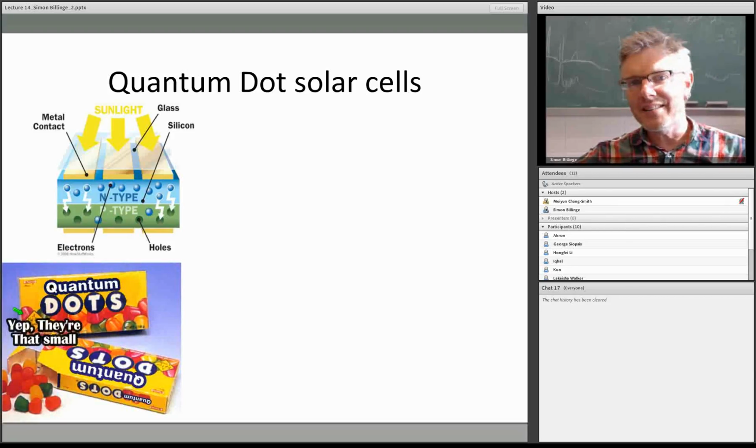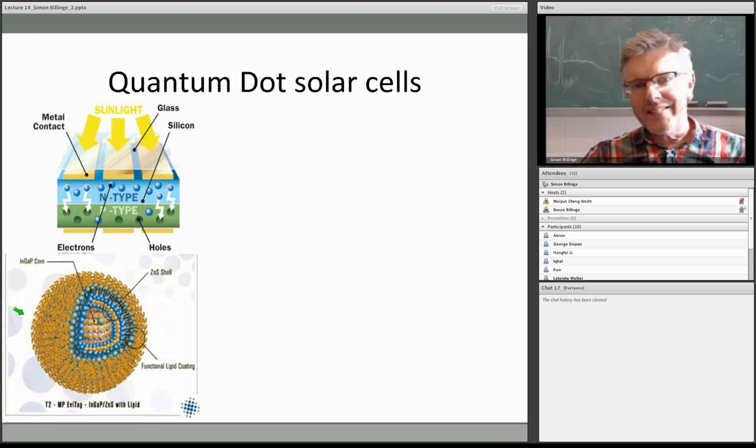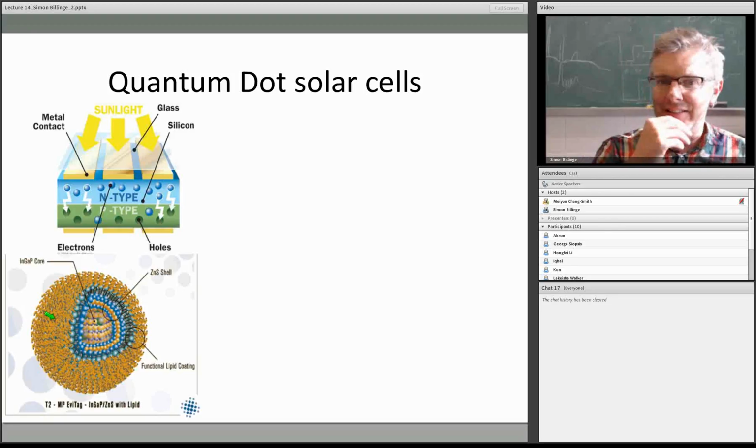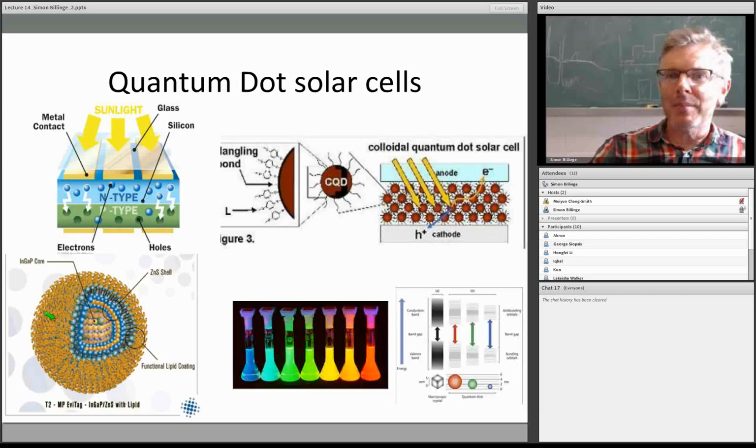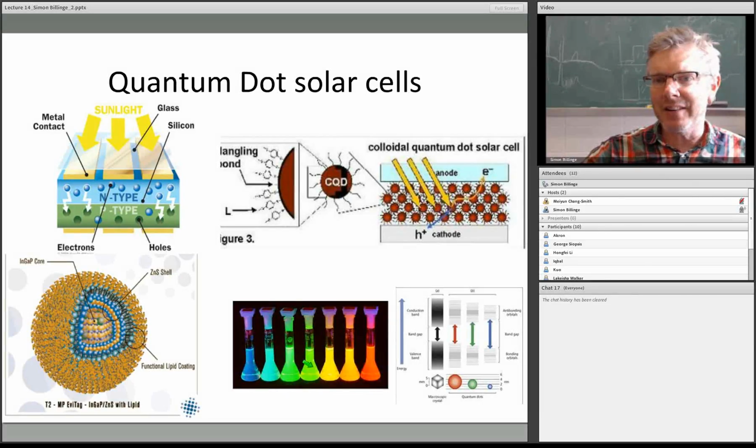Yep, they're that small. This is an artist's impression of what they look like. Everything is very ordered and lovely in here, and there's a nice capping of organic ligands. So in order to stabilize these small objects, you have to cover them in surfactant organics. So this is them inside the solar cell, and then actually they have very good optical properties.